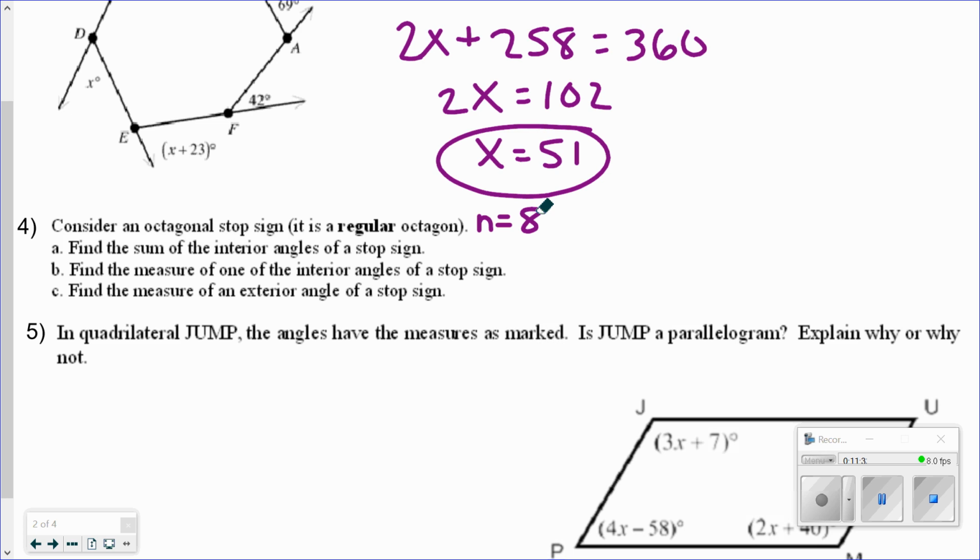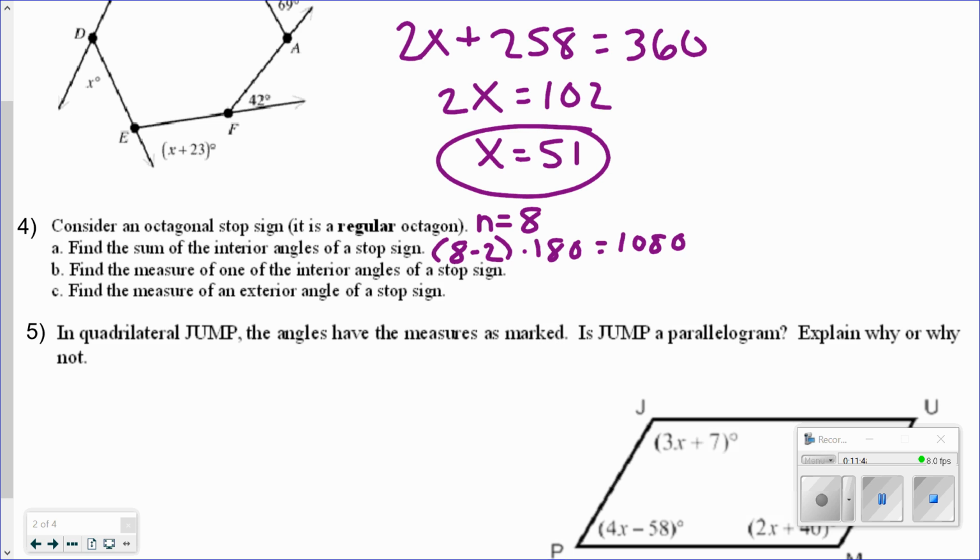So I need to use my equation, n minus 2 times 180. So that will give me 8 minus 2 times 180. So when I plug that into my calculator, I get 1,080.